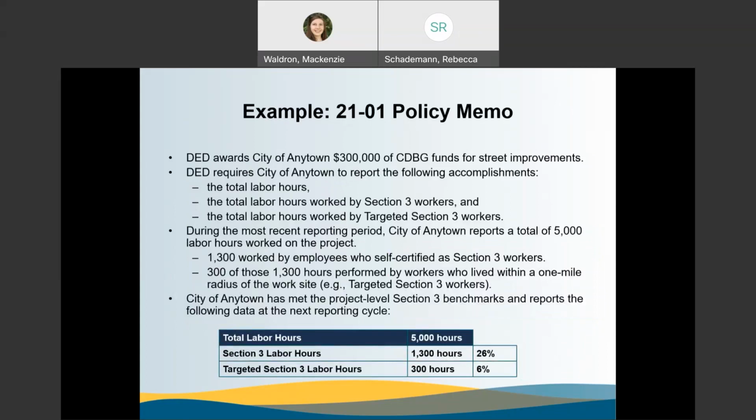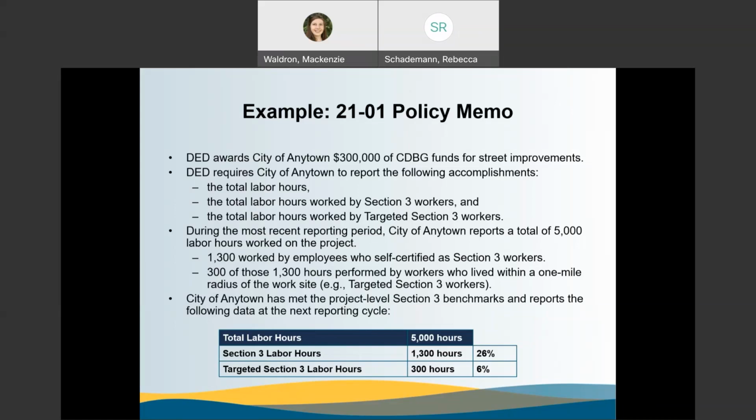We can take this time, after going through all of the new definitions and the benchmarks, to look at an example. DED awards the City of Anytown $300,000 of CDBG funds for street improvements. Because the total amount of assistance to the project exceeds the threshold of $200,000, the Section 3 requirements apply to this project. DED must require the City of Anytown to report the following accomplishments to DED within the applicable reporting cycles. This will include the total labor hours worked by Section 3 workers, and the total labor hours worked by targeted Section 3 workers on a Section 3 project.